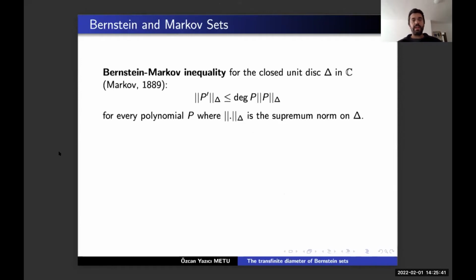Now we define Bernstein and Markov sets, and later we will connect these two notions, Bernstein sets and Markov sets, with the transfinite diameter. What is the Bernstein-Markov inequality? This is a well-known inequality which says basically that the sup norm of the derivative of any polynomial is smaller than the degree of the polynomial times the sup norm of the polynomial. This was proved in 1889.